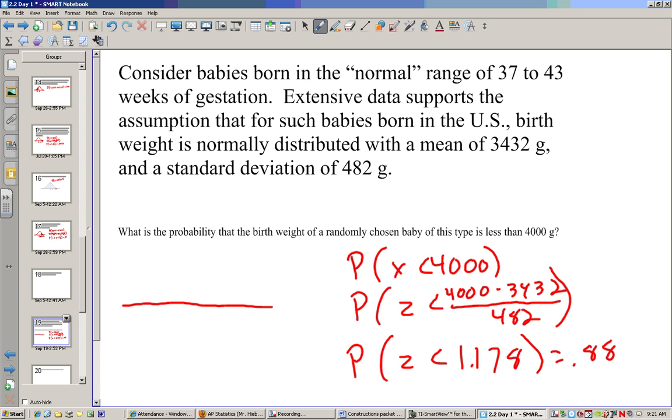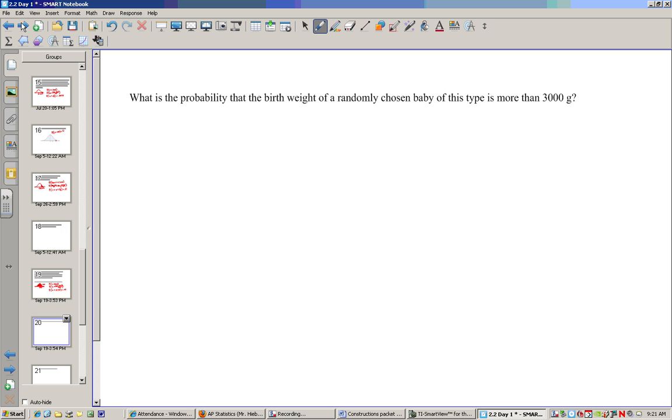Now, if I drew my normal distribution, my mean would be 3432. Standard deviation would be 482, and we would do 4,000 and less, so it'd be like this. And that looks like it could be. That makes sense that my answer is about 88%.